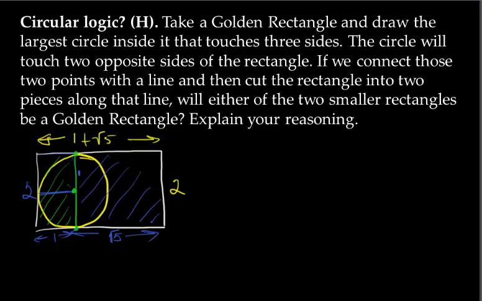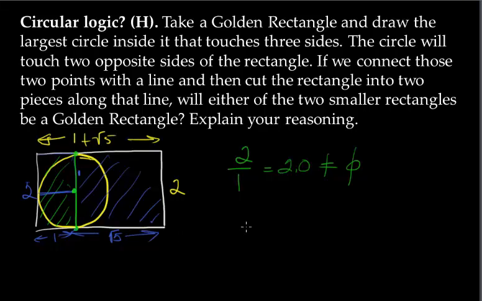So for the green rectangle, I have its length over its width. The length is 2, the width is 1. That is equal to 2.0, which is certainly not equal to phi, so the green rectangle is not golden. Now, let's do the blue.